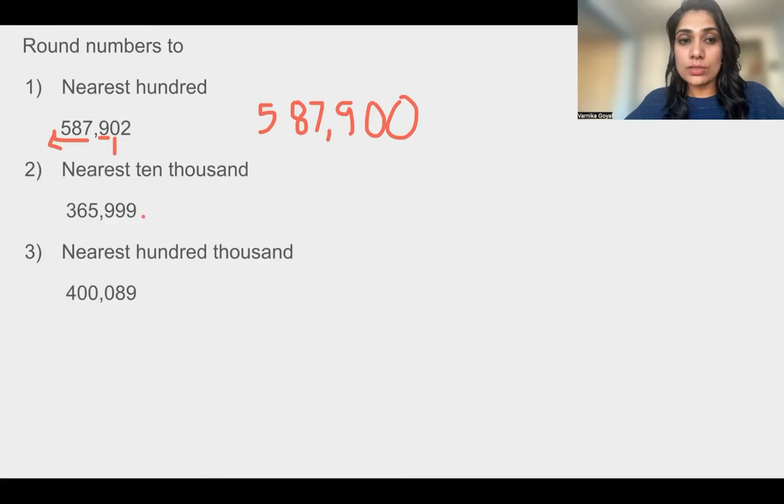Nearest 10,000. Let's find the target digit. Ones, tens, hundreds, thousand, 10,000. The digit on its left stays as it is. For the target digit, we look at the rightmost digit and see that it is equal to 5. So the digit will change. Let's increase it by 1, 37. And the rest of the digits become 0.